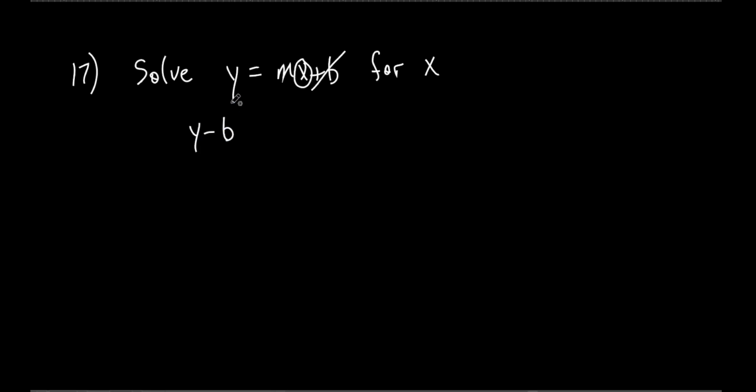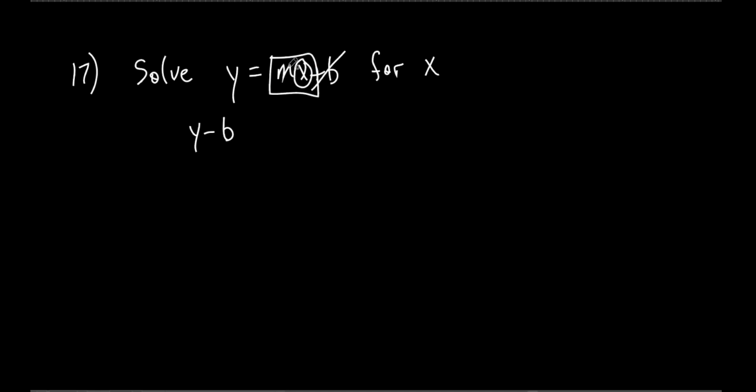That's somewhat easier anyway than if you had regular numbers. You don't even have to do any arithmetic. You just put y minus b. That's it. Now what are you left with? You're left with m times x. You want to get x by itself? How do you get rid of the m? It's being multiplied. You do the opposite, divide.